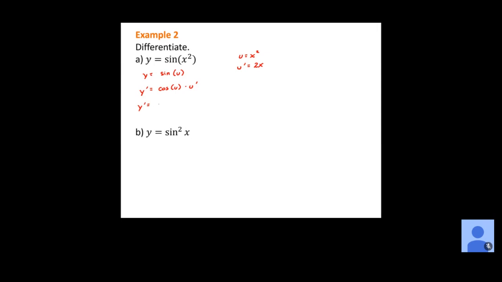So we're going to get y prime equals cosine of x squared times 2x. And again, that answer is perfectly fine if you want to rearrange your terms just to get the 2x out front of the trig function. That's fine also. And either one of those answers is perfectly fine by me. Any questions there?